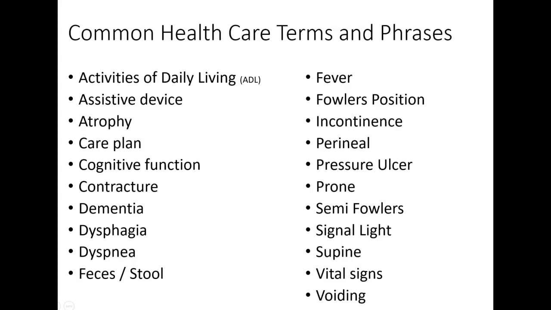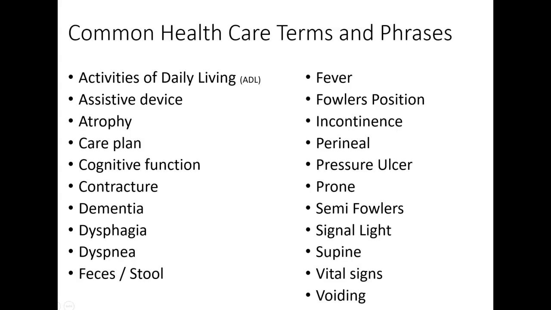The perineal area is the privates. So when we wash a female, or we're washing down where the urethra, the vaginal area, and the rectal areas, that's their perineal area, the perineum. Pressure ulcers or pressure sores happen from either laying on tubes or laying in one spot too long. The prone position is laying on the stomach. Semi-Fowler's we talked about. Signal light is your call light. Supine is lying on the back. Vital signs is doing temperature, pulse, respirations, blood pressure, and pain level. And voiding is going pee.